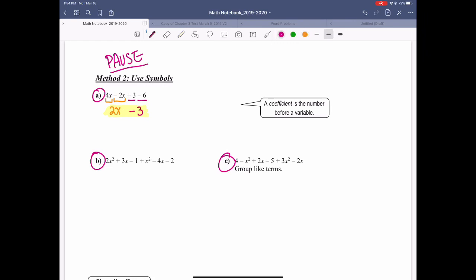Okay, next one. I have 2x squared. Like term would be x squared. If you combine them, it gives you 3x squared. Okay, and then I have plus 3x, I have minus 4x. 3 minus 4 gives you negative 1, okay? Negative 1x, do you have to write the 1? No, okay? Minus x, that's how you do it.